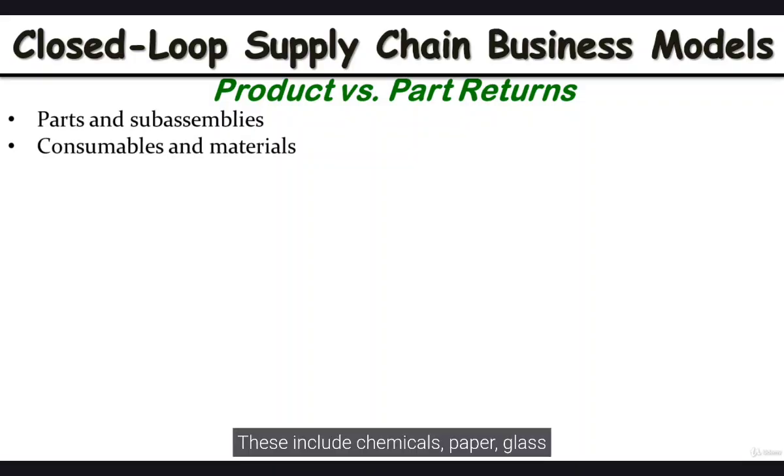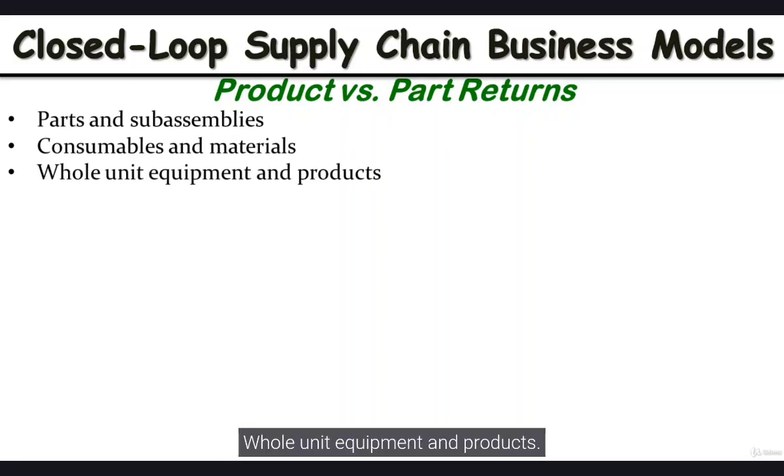Consumables and materials. These include chemicals, paper, glass, and other consumables that cannot be reused directly but must be recycled and fully processed before they can be reused in the manufacturing process as material input or sold to third parties. Whole unit equipment and products. Whole unit returns usually include technology coming off lease or trade-ins on new product sales, obsolete products, or whole units requiring major repair that cannot be done in the field. These products can be returned through the primary supply chain as part of a closed-loop system or sold into secondary markets.